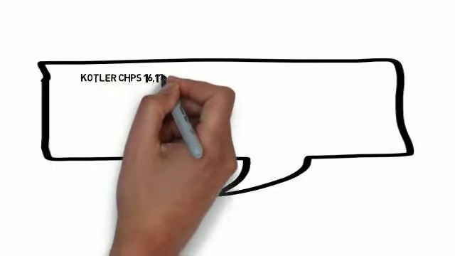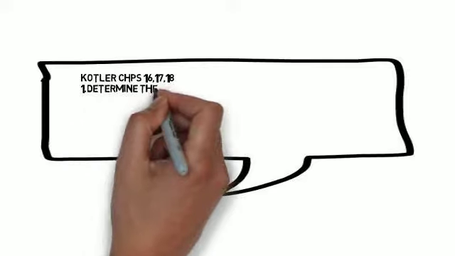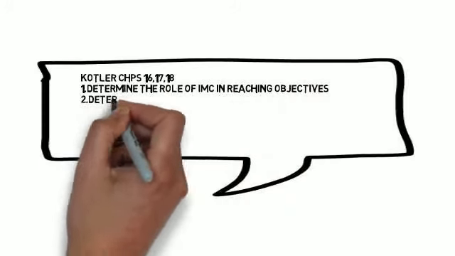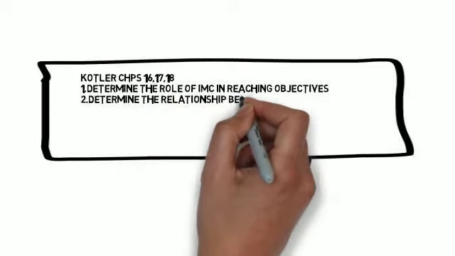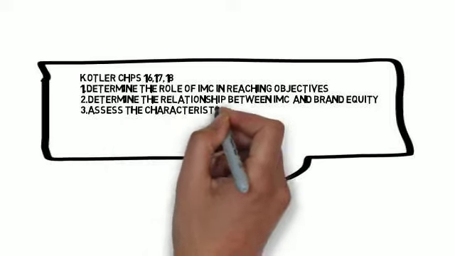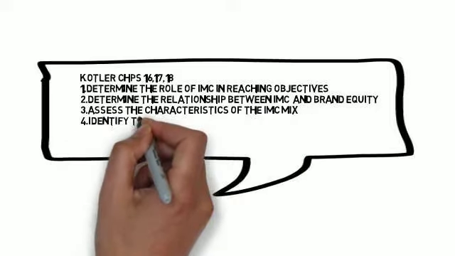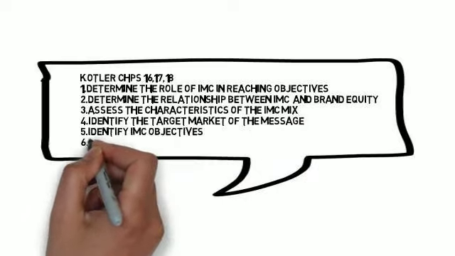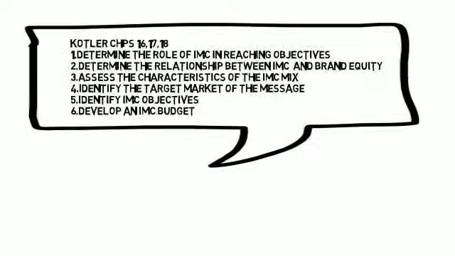In this talk, we touch on 3 chapters of Kotler's Marketing Management, 16, 17, and 18, and look at 6 learning objectives. We'll determine the role of IMC in reaching objectives. We'll look at the relationship between IMC and brand equity. We'll take a look at the IMC mix and the 7 components thereof. We'll identify the target market of the message and identify IMC objectives before finally taking a look at 4 ways to develop an IMC budget.